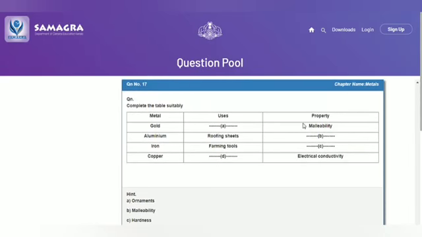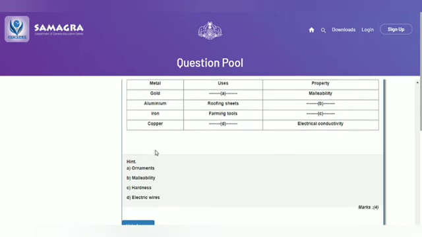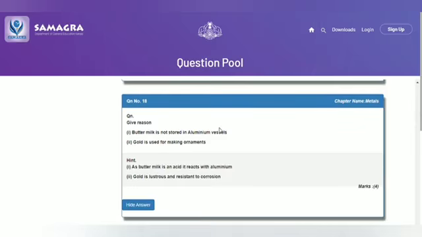Complete the table suitably. That is, metal, uses and property are given. Gold: ornaments, due to malleability. Aluminium: roofing sheets, malleability. Iron: farming tools, hardness. Copper: electric wires, electrical conductivity.